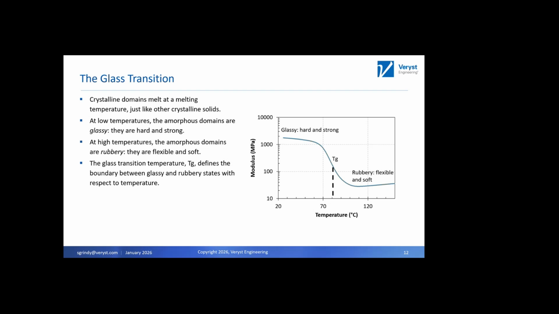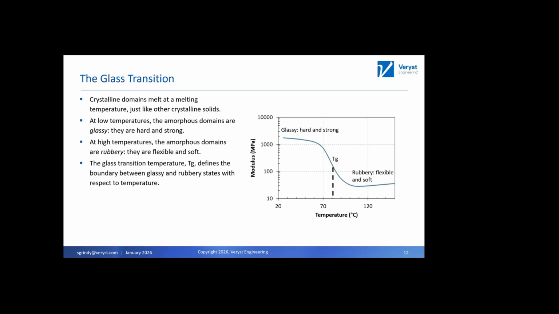And you can see that in this figure over on the right, where I'm showing you the modulus of the material as a function of the temperature. This in particular is a thermoset epoxy, a structural adhesive. This is something where you want it to be hard and strong. You want it to be glassy. But as we heat this up and go through Tg, the glass transition temperature, which for this material is around 80 degrees Celsius, you see that it becomes flexible and soft. We've entered that rubbery domain.